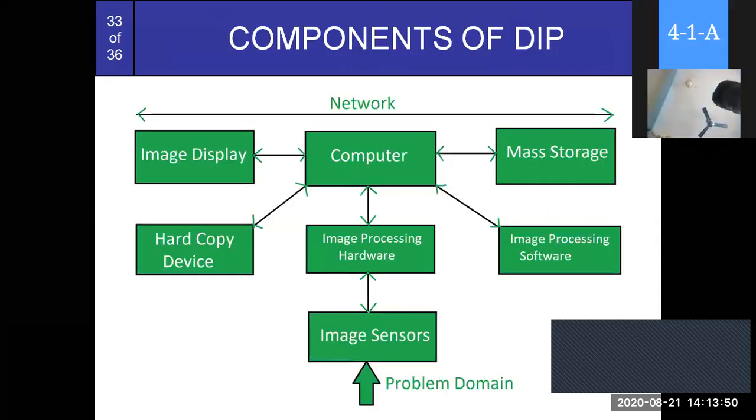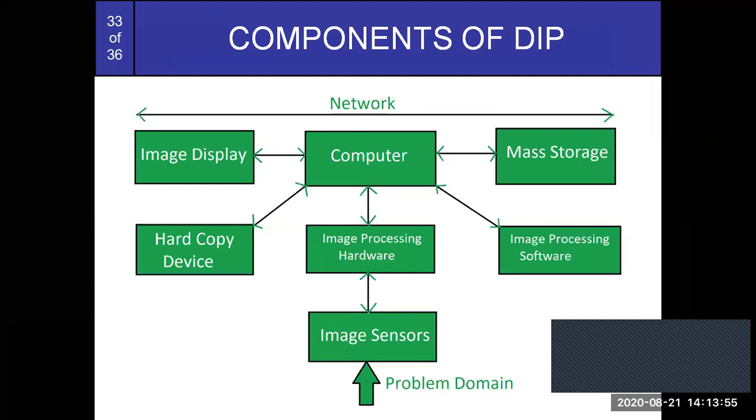Components. What are the components which are required for a particular image processing system? Okay. So how many components? 1, 2, 3, 7. There are 7 general hardware components required for the normal digital image processing or any image processing system. So here also the first one is a problem domain.